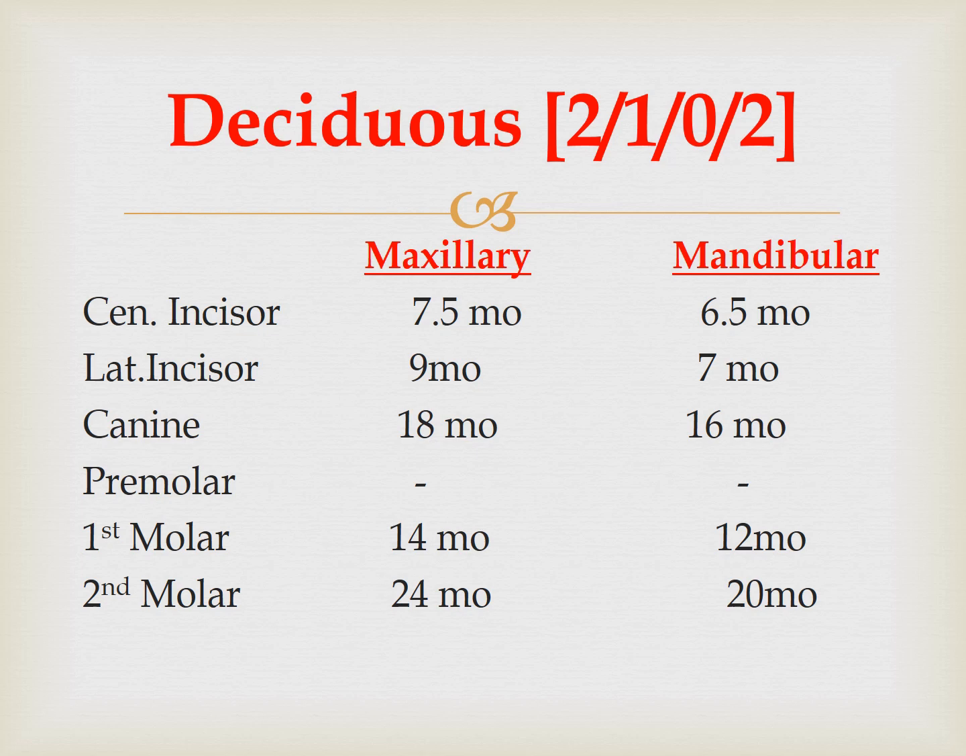First molar 12 months in mandibular, 14 months in maxillary. And then second molar 20 months in mandibular and 24 months in maxillary. So this way, in all, the lower jaw eruption of teeth is before the upper jaw.